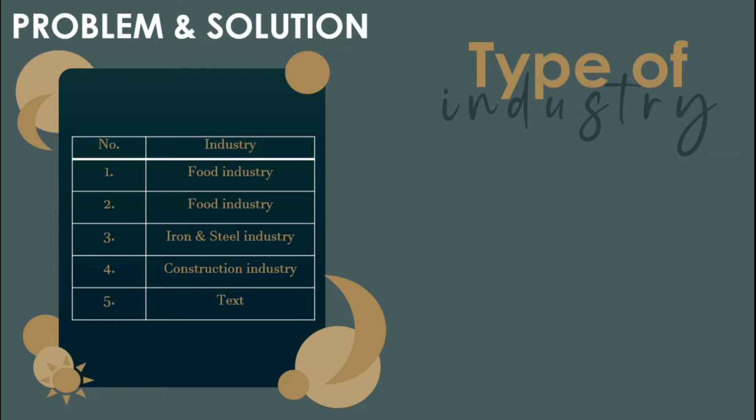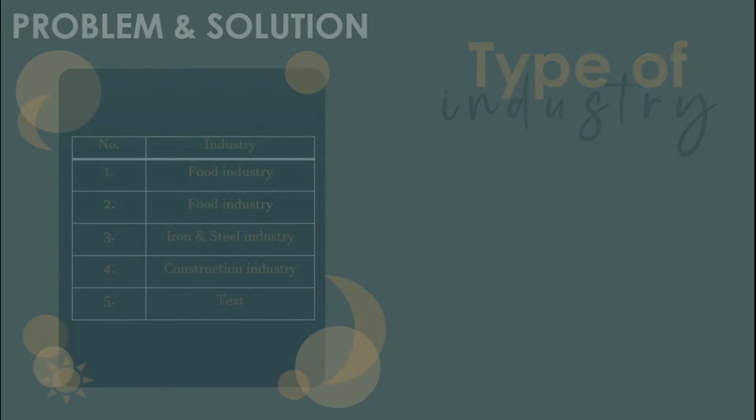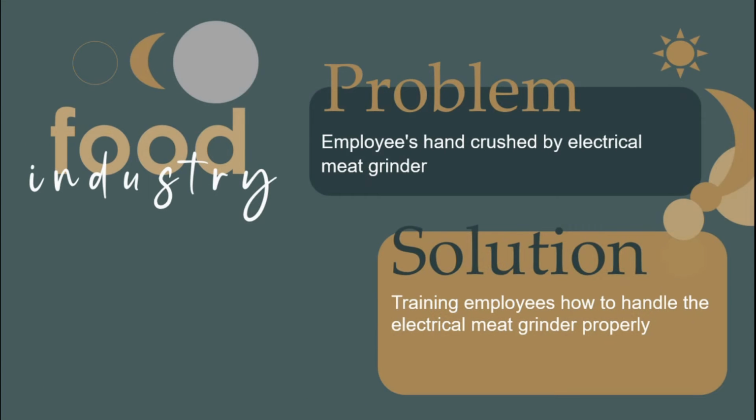Let us take a look at some of the industries in the world. For example, food industry. Let us take a look at the problem first. The first problem is employee's hand crushed by electrical meat grinder.